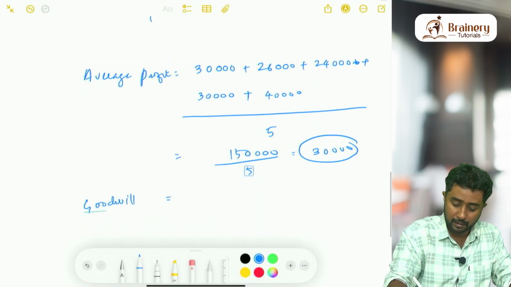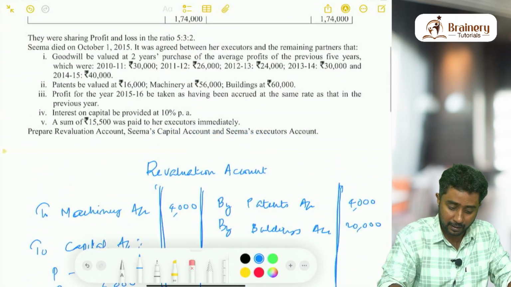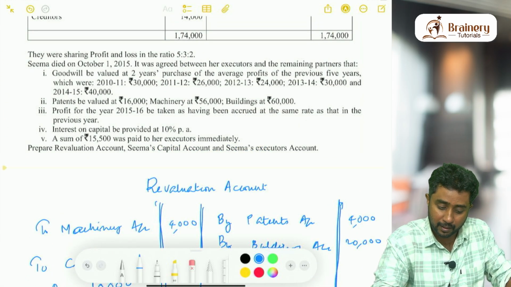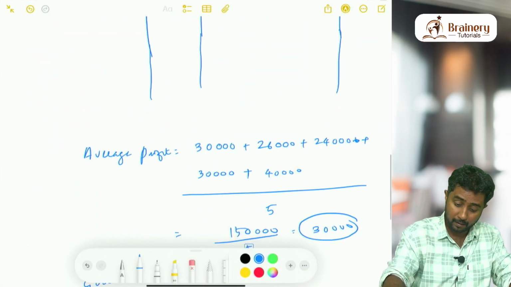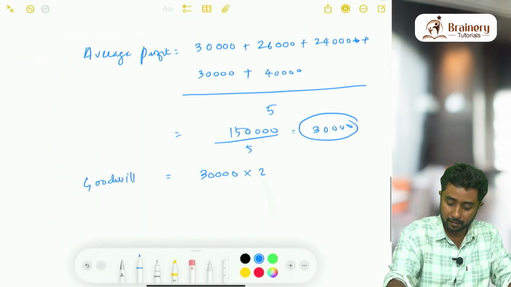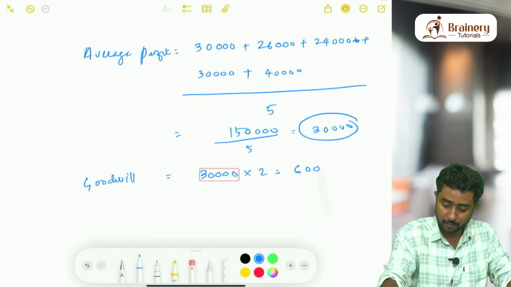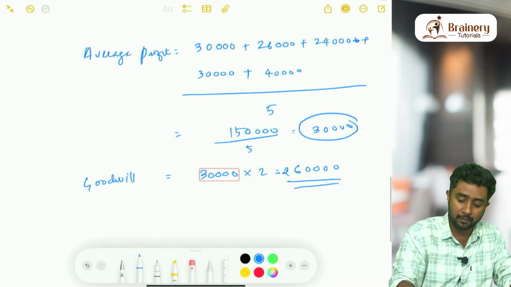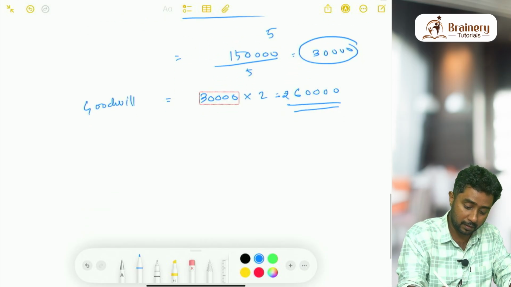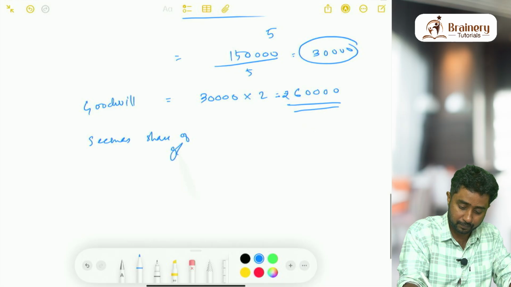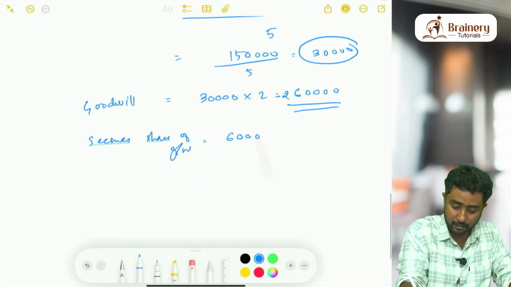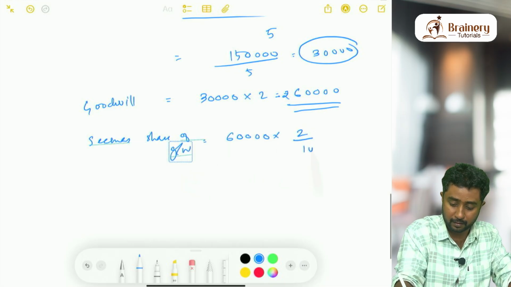Goodwill is how many years' purchase should be considered for calculating goodwill. As you can see here, goodwill should be calculated at 2 years' purchase. So the average profit you found, you know the formula better than me, 30,000 into 2, so 60,000. So 60,000 is the goodwill of the firm. From there we have to find out Seema's share of goodwill. How to find? 60,000 into Seema's share of profit, 2 by 10.